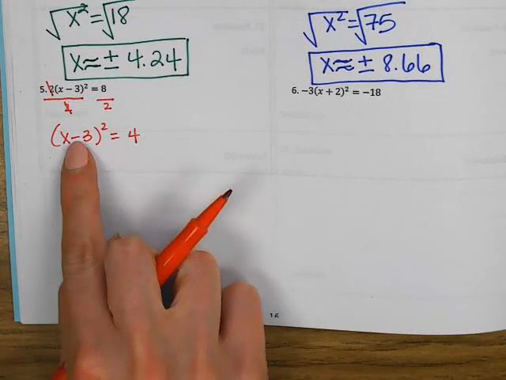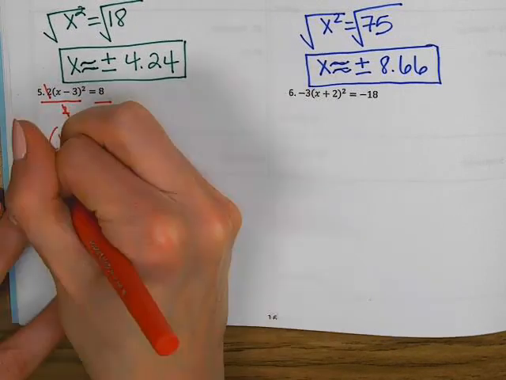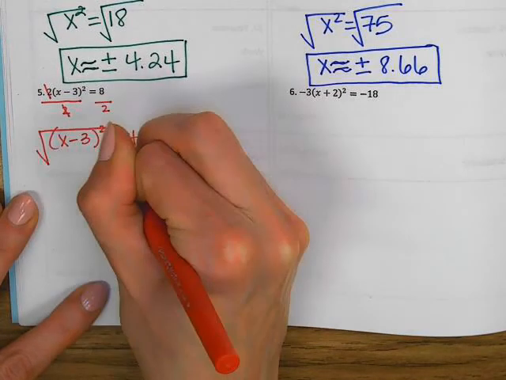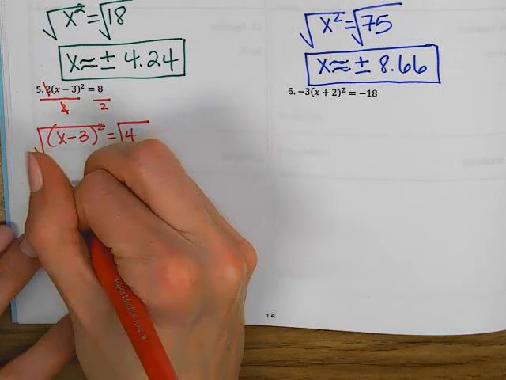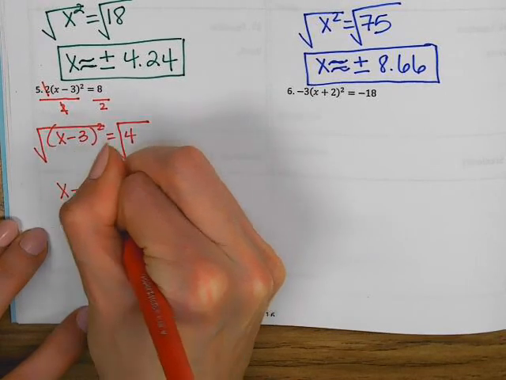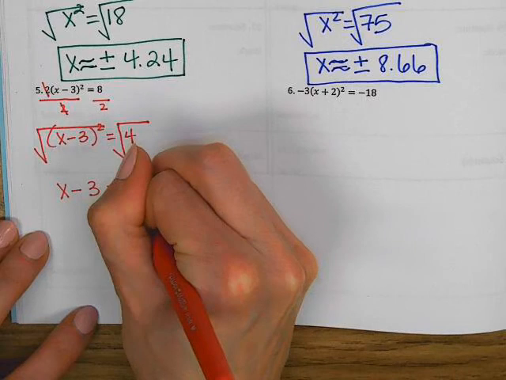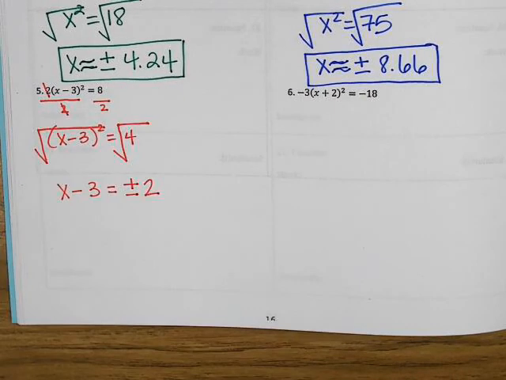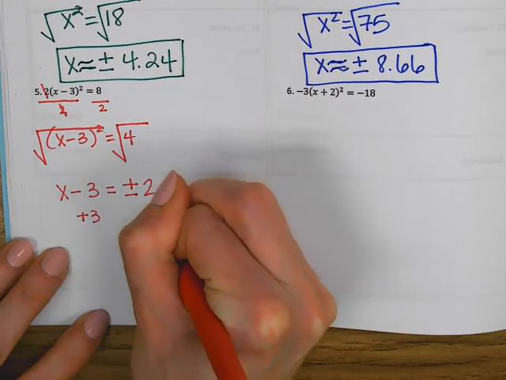Okay, so now we're isolated. Something squared equals a number. So we square root, and we're left with x minus 3 equals, so what is the square root of 4? It's plus or minus 2. Don't forget that plus or minus. And now, to get x alone, we just have to add 3 to both sides.